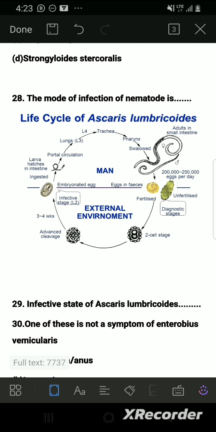What you should know about the eggs seen in diagnosis is that when the egg is not fertilized, it is always thin and not round; it is always long. But when they are fertilized, they have a golden brown color and are oval or round.